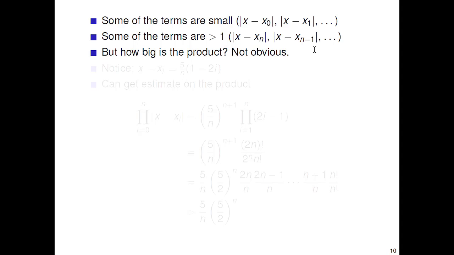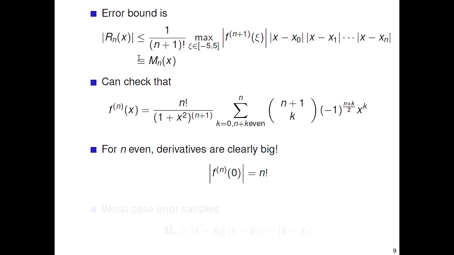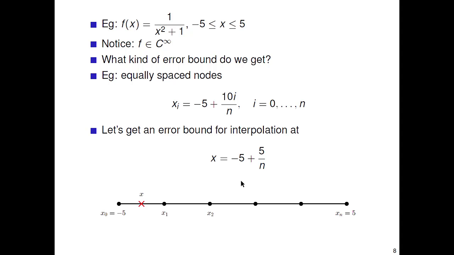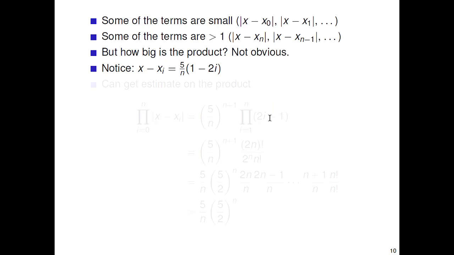So let's see if we can get some estimates on it. All right, so I have x minus xi for all these data points. Those are the things that come up in this product: x minus x naught, x minus x1, and so on. Again, keep in mind, I know what x is. X has this form. I know what xi is. So I can work out what x minus xi is. It's 5 over n minus 10i over n.